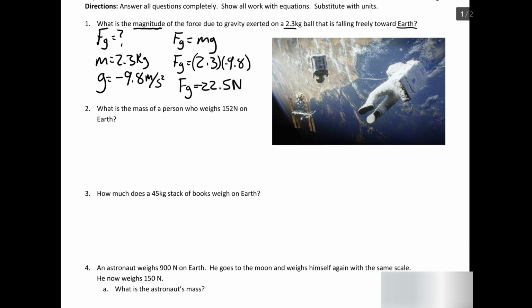All right, number two. What is the mass of a person who weighs 152 newtons on Earth? Well, they're telling you 152 newtons. That's their weight. So you could think of it as W. Some people write the capital W for weight. I like to use Fg, the force due to gravity. That's the definition of weight, is the force due to gravity. They're asking for the mass.